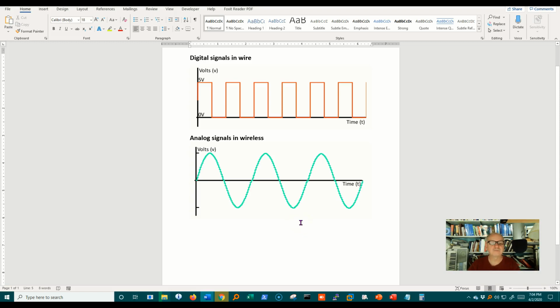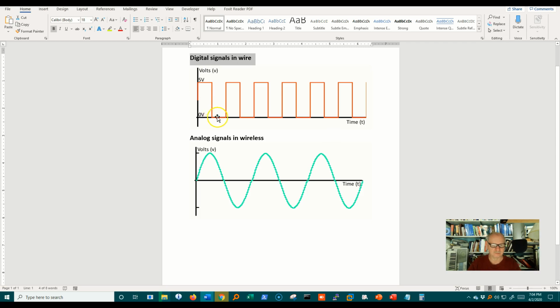There's a very big difference between wired communication and wireless communication. In the case of wired communication, we can have what we call digital signals. In other words, that wire can be carrying a voltage, in this case 5 volts, and if I have 5 volts on the wire, it means a 1.